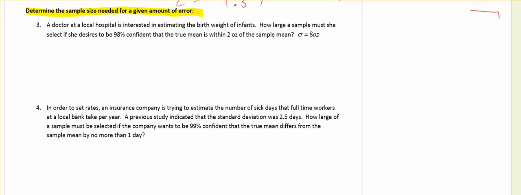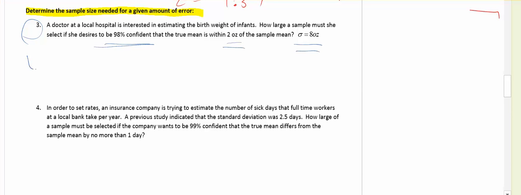To investigate your population. So our situation in number 3 is that we have a doctor at a local hospital interested in estimating the birth weight of infants. How large of a sample must she select in order to be 98% confident that the true mean is within 2 ounces of the sample mean? And we are going to start with a standard deviation of 8 ounces. So that's half a pound, if you want to think of it that way.